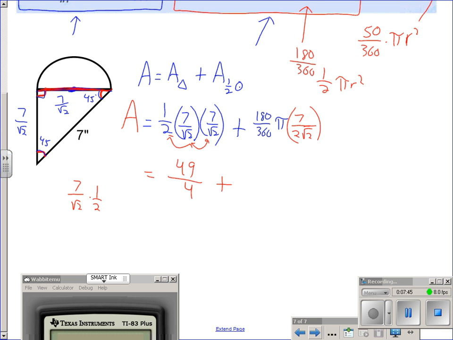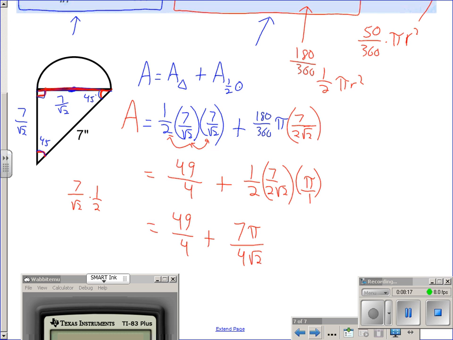Plus, all right, here, the 180 over 360, that is half. I'm going to change the order a little bit. 7 over 2 root 2 times pi. So we have 49/4 plus, multiplying these first 2 fractions, 1 times 7 is 7. And we could think of this pi as over 1 if we want, so times pi over 2 times 2 is 4, square root 2, and then times 1, we don't need that times 1.